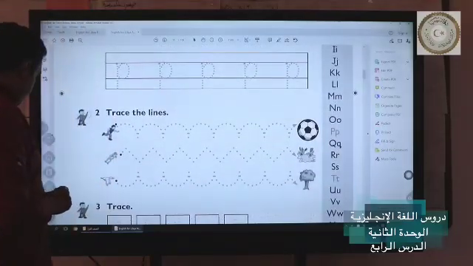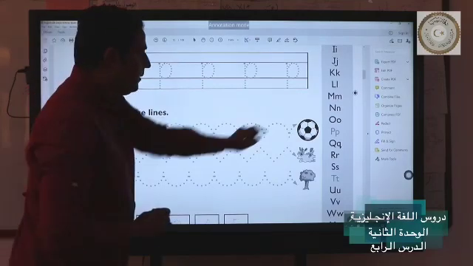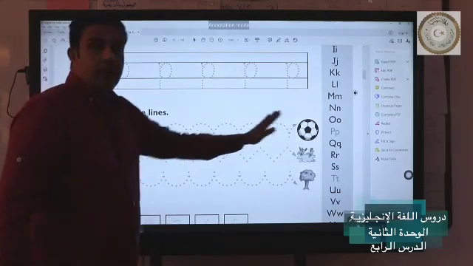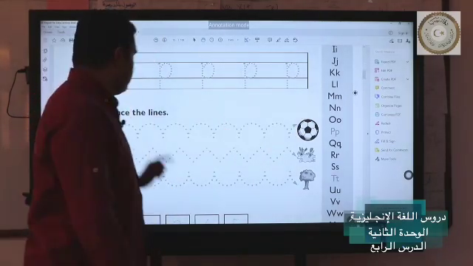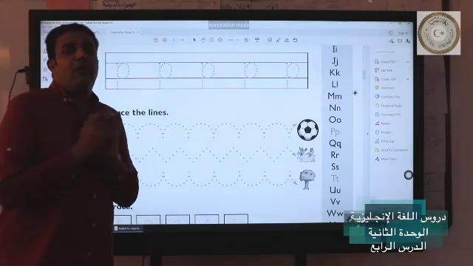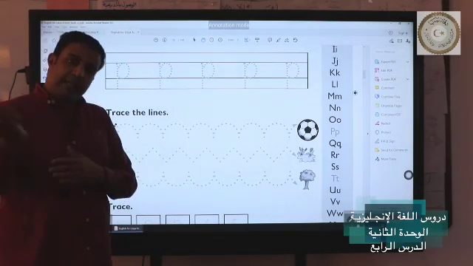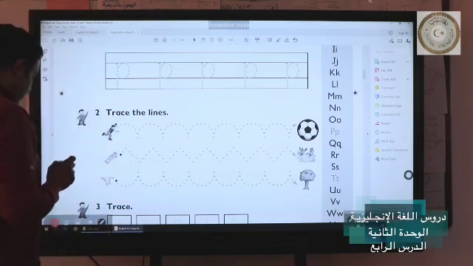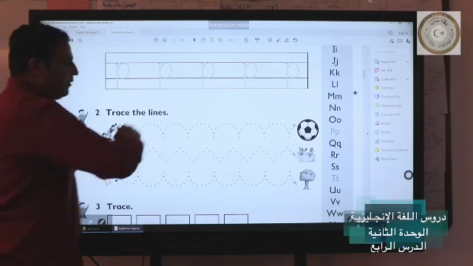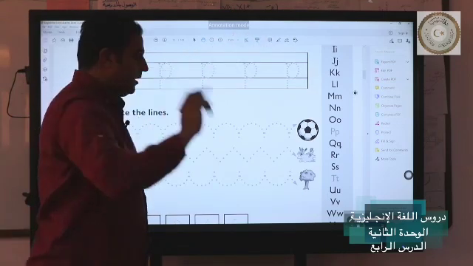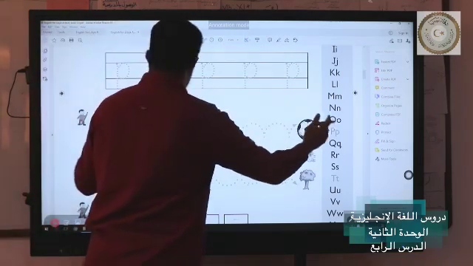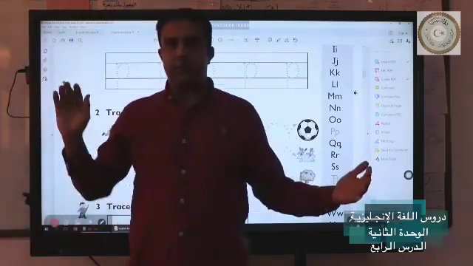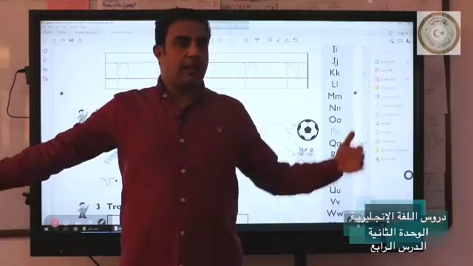Let's pass the boy to the ball. Let's help the boy get to his ball. The poor boy is crying here, he wants his ball. "Oh my ball, please, I want my ball." Let's help him together get to his ball. In English we write from left to right. The boy is on the right and the ball is on the left, okay? So it's like this. The boy is on the right and the ball is on the left.